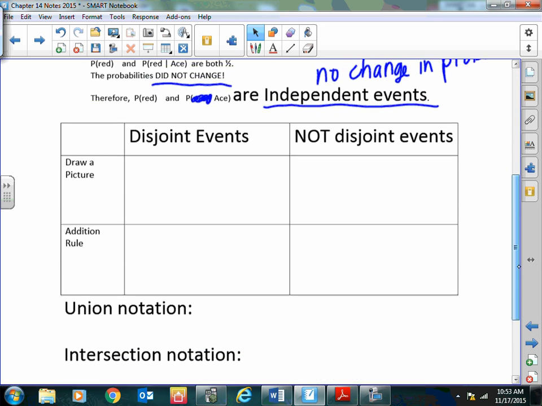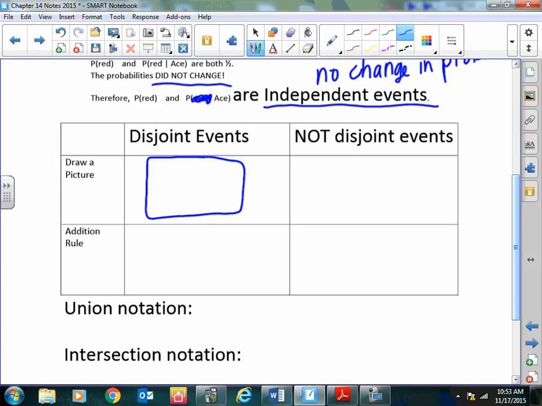Let's fill in our little chart here. Let's draw a picture of disjoint events. What would that look like? What you going to have? Two separate circles, not joined.